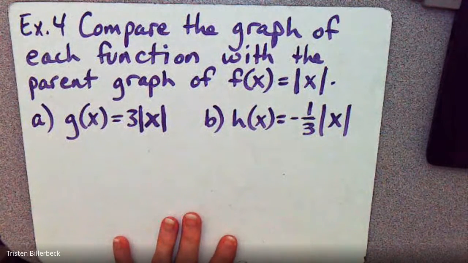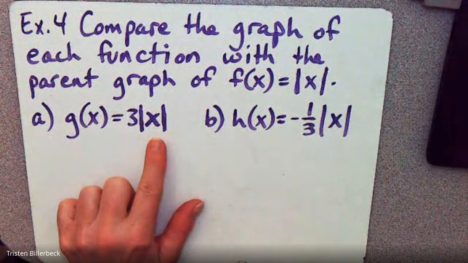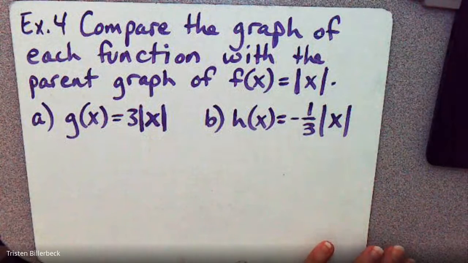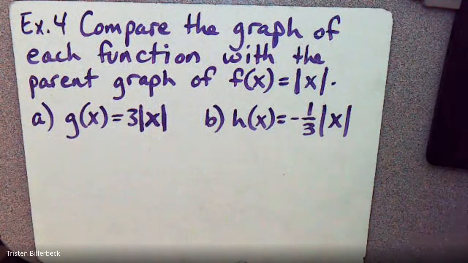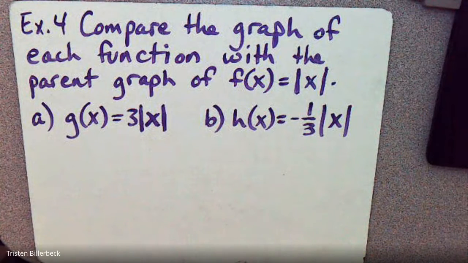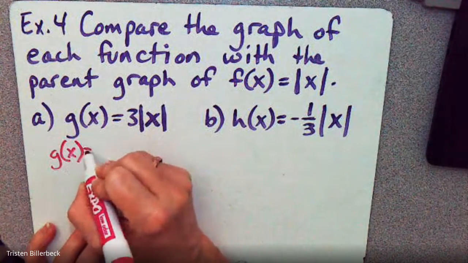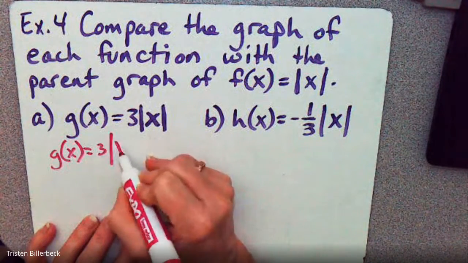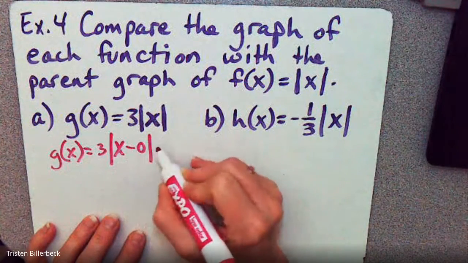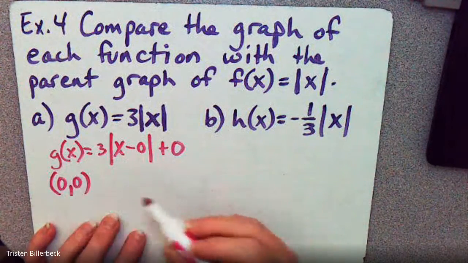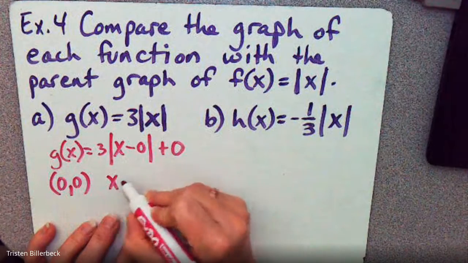Okay, so when a is not 1, we do have a stretch going on. Okay, so we want to graph that parent again. And let's first look at where is the vertex? Okay, so we have 3 times g of x equals 3, and then we have x minus 0 plus 0. So we see our vertex is at 0, 0, and our axis of symmetry is just x equals 0.